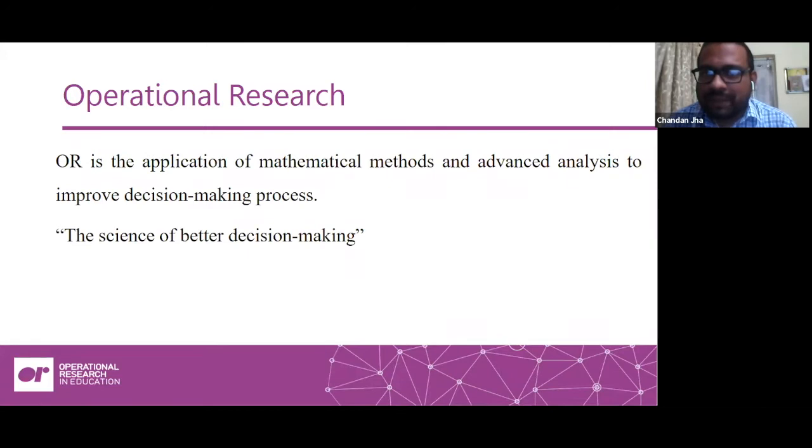Operational research is the application of mathematical methods and advanced analysis to improve the decision-making process. So this is the science of better decision making. This helps decision makers, managers, academicians, researchers, and scientists to take better decisions.